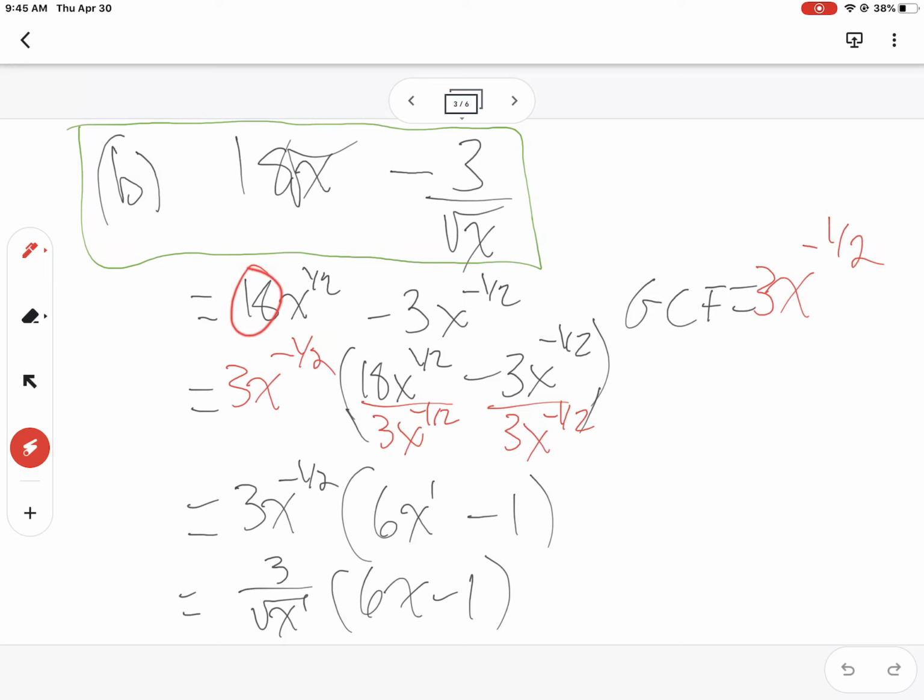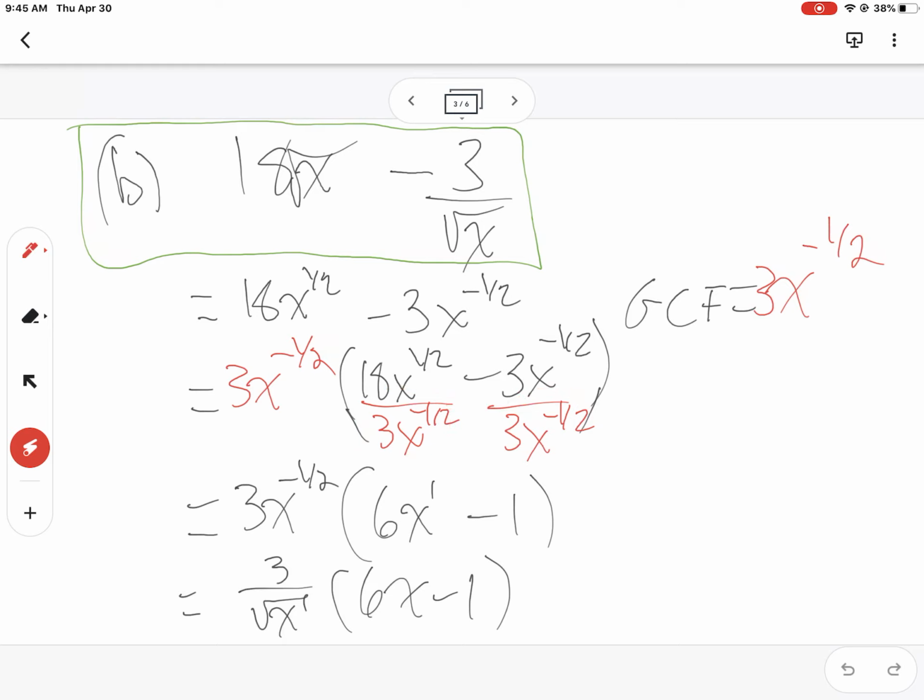So I've got an 18 here. I've got a negative 3 here. The greatest common factor between 3 and 18 is 3, right? So it's going to be 3 multiplied by x to the negative 1/2. That's the greatest common factor. When we common factor, we're actually multiplying by 1. We multiply by the greatest common factor, which means that we have to divide by the greatest common factor.